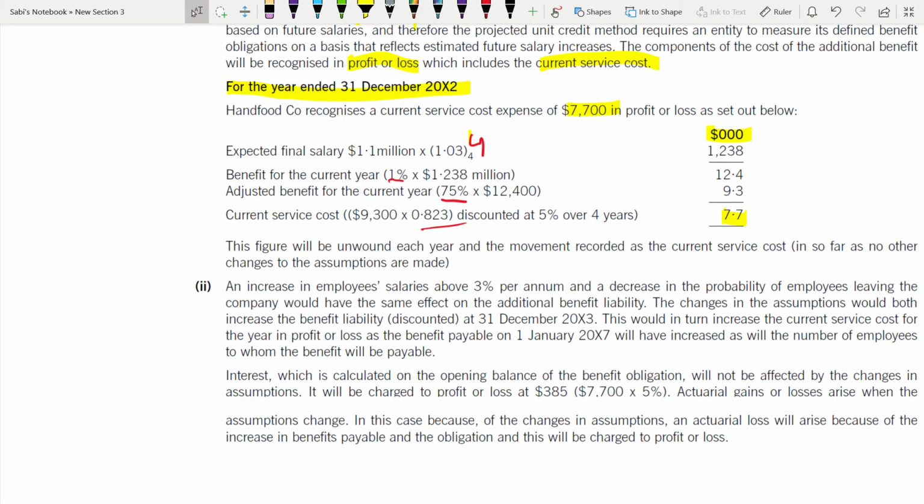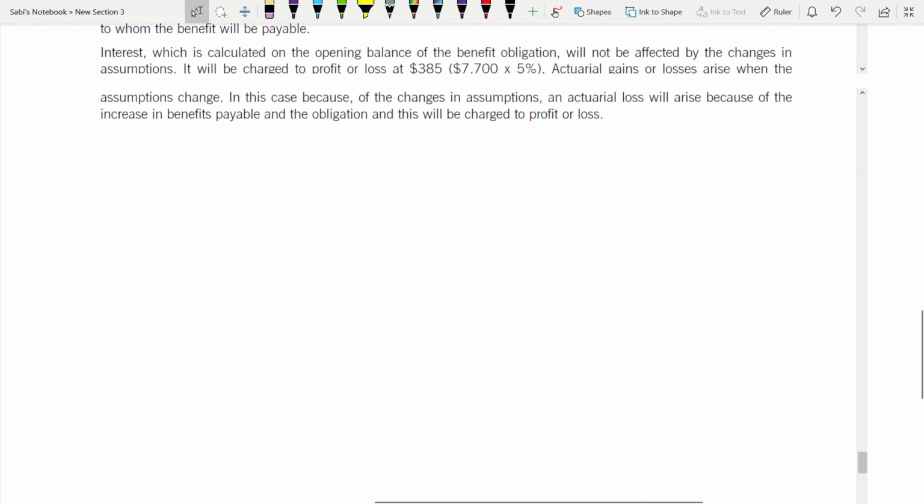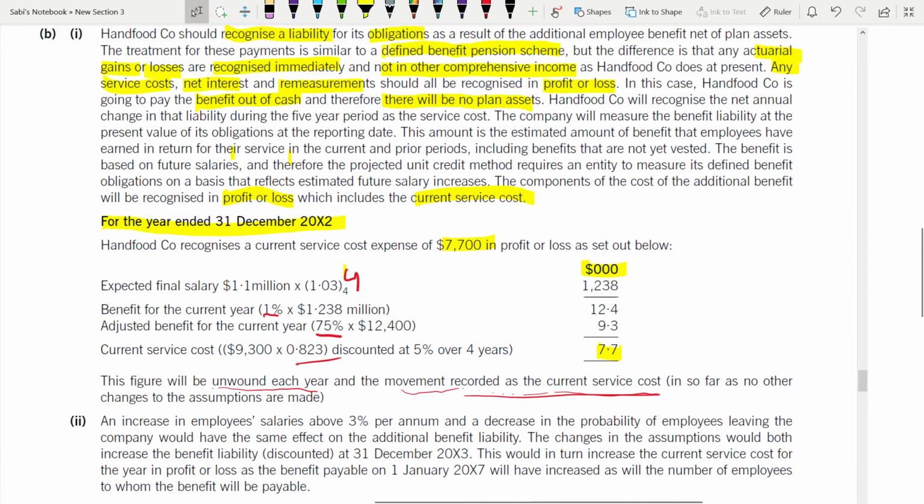This figure will be unwound each year, and the movement is recorded as the current service cost, insofar as there are no other changes to the assumptions. If there's no other changes, the movement recorded in the current service cost, that's it. Next, you don't need to do any calculation, so we just have to write it. What is it that we have to write?